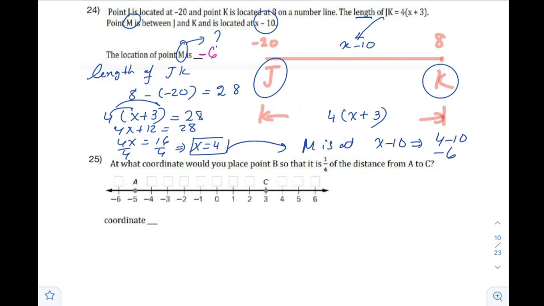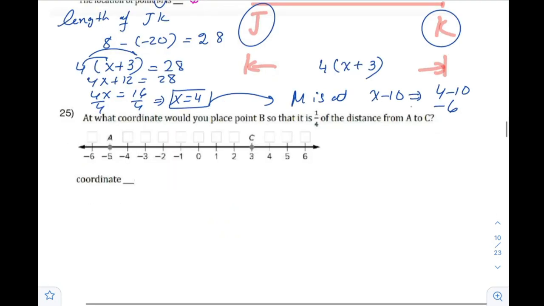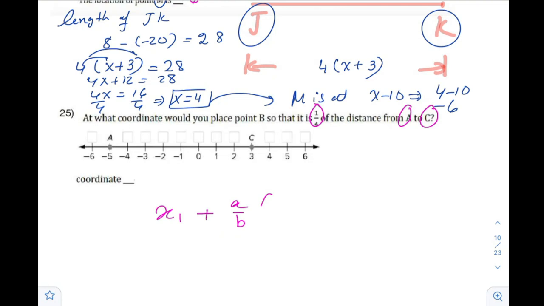Question 25. At what coordinate would you place B so that it is 1/4 of the distance from A to C? Remember, the order is important. This is fractional distance. Fractional distance means you should remember the formula: x1 plus a over b times x2 minus x1. x1 is the A, x2 is the C.